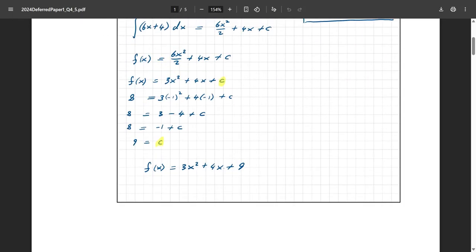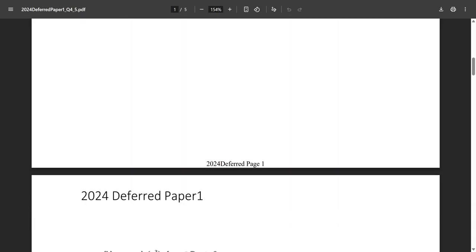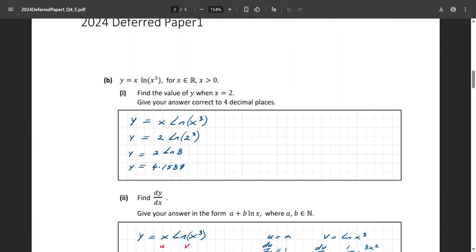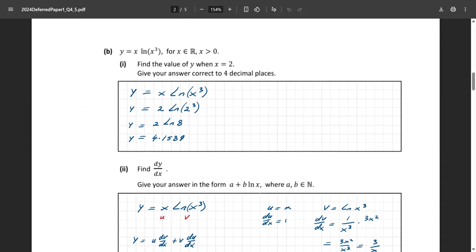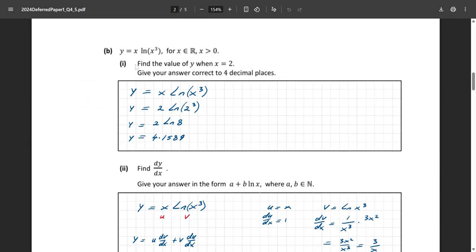Okay, the next part of the question. So still question 5, part B. You're given a function here, y equals x ln x cubed. Now, find the value of y when x is 2. So this is just a straightforward substitution. Put in the value of 2 for x.